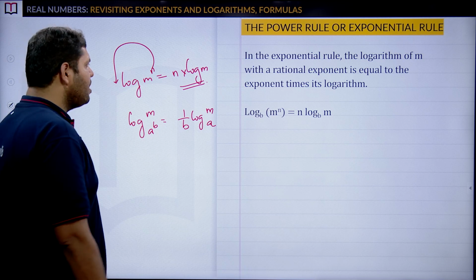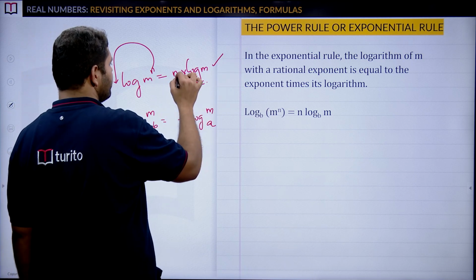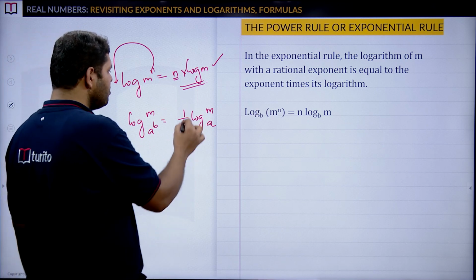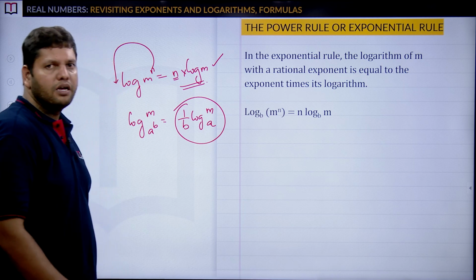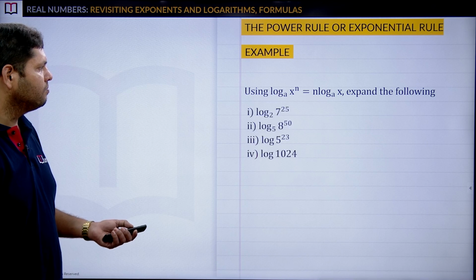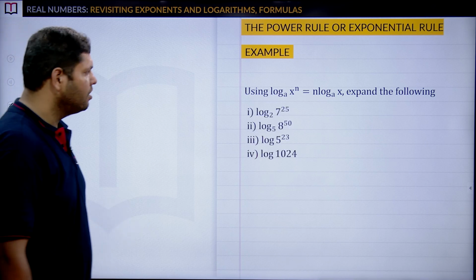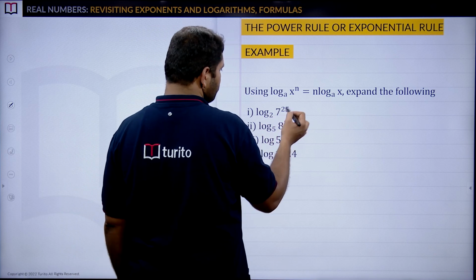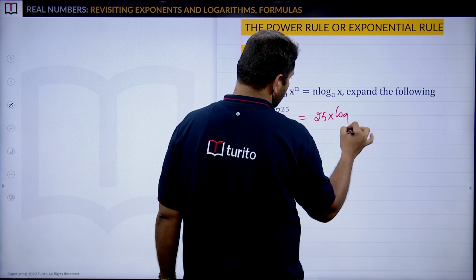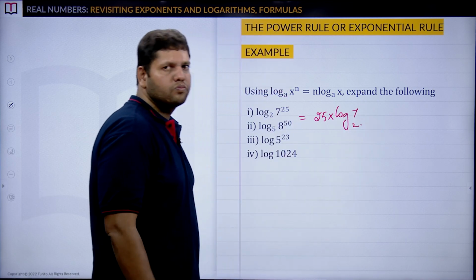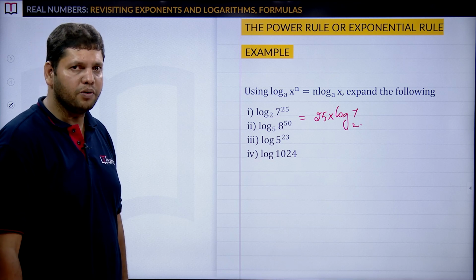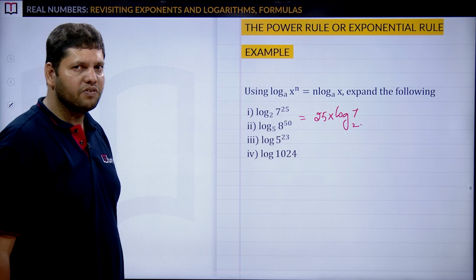Okay. If the argument has exponents, the exponent will come into the numerator place. If the base has the exponent, we write it in denominator form. So we can write as 1 by b log m with base a. Now children, look at this question and tell me the value. Log of 7 to the power of 25 with base 2. We can write as 25 into log 7 with base 2. Here 7 has an exponent, and 7 is the argument.